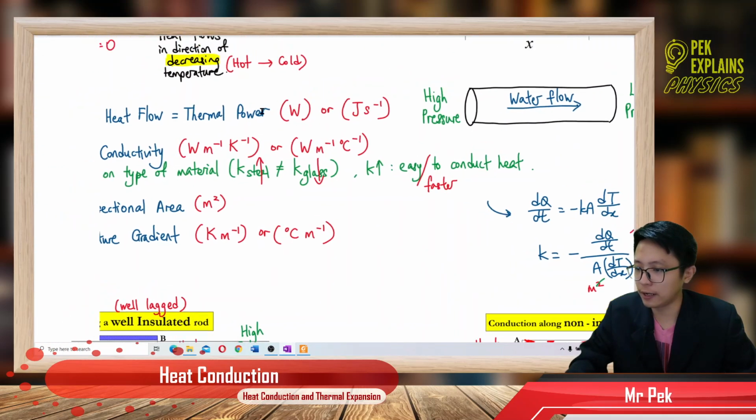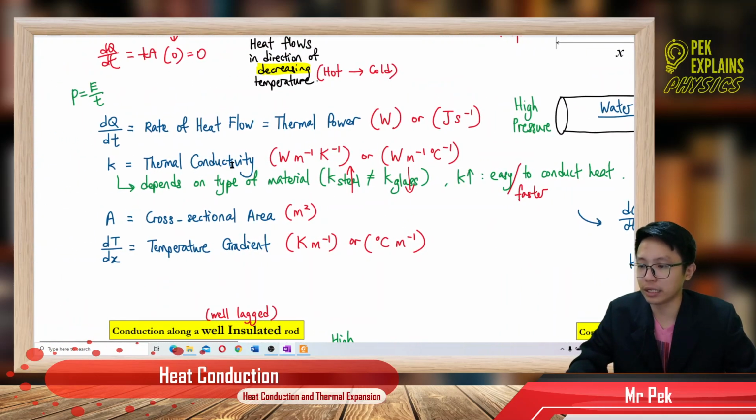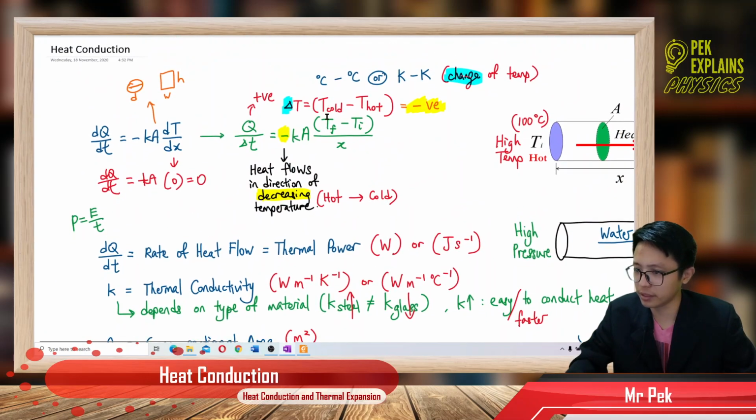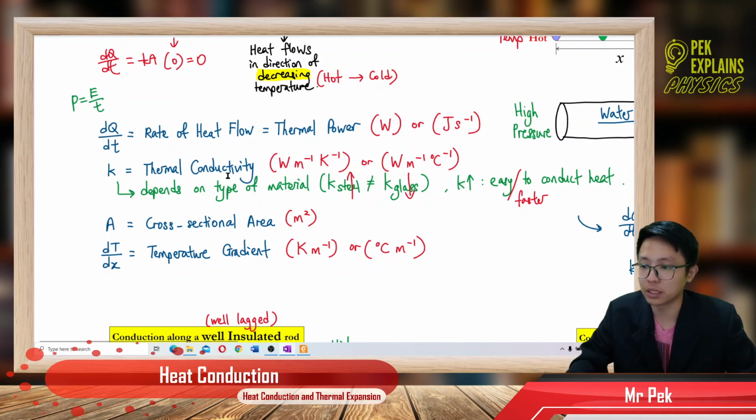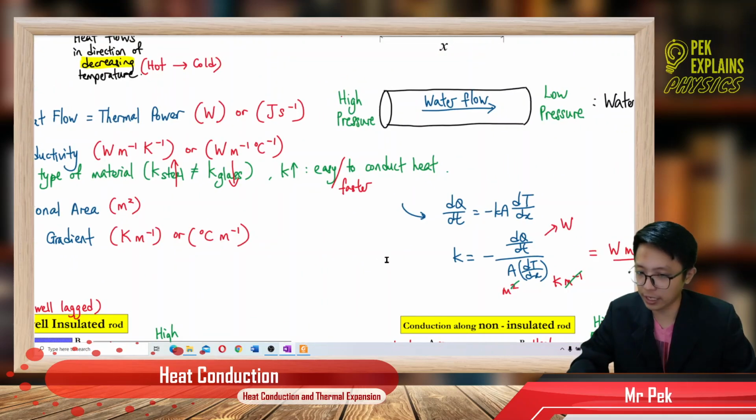Now, that's why, since the change of temperature can accept both degree Celsius or Kelvin, our thermal conductivity can be in Kelvin or degree Celsius. Our temperature gradient can also be in Kelvin or degree Celsius. Okay.